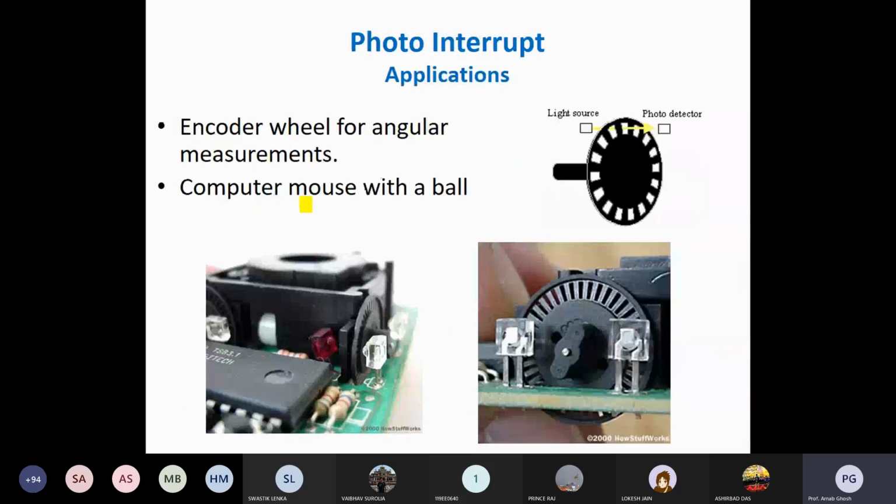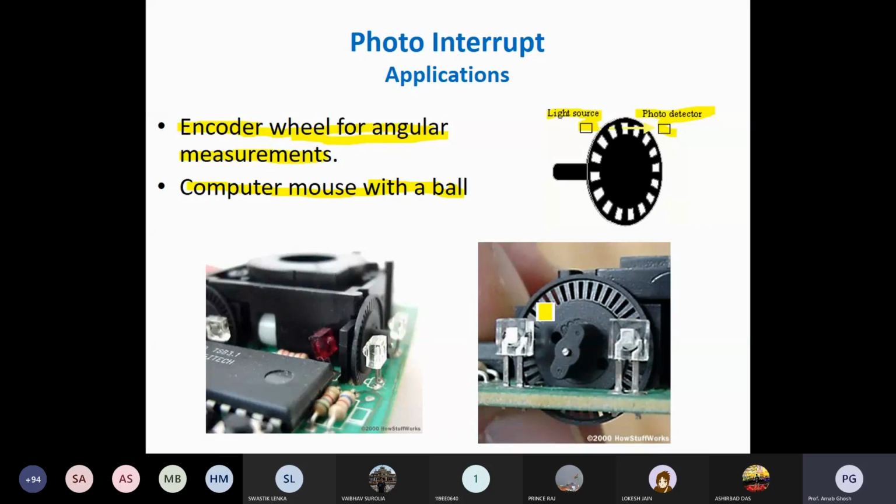Then photo interrupt applications, that I am telling you, encoder based. That encoder is used for angular measurement, that means velocity measurement, position measurement, shaft movement, like in the case of Hall effect sensor. So encoders are there, and a computer mouse with balls, that is also an encoder. Right now we are using a digital mouse, so photo beams are there in that mouse, and if a movement is there, then the cursor of the mouse will move. So from there you can understand the idea.